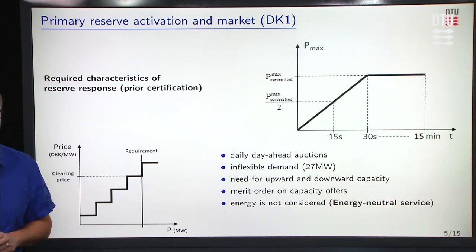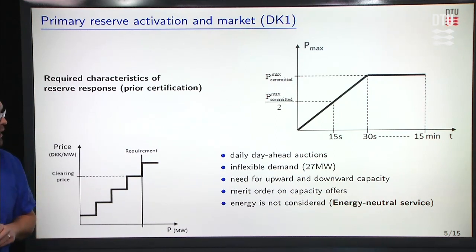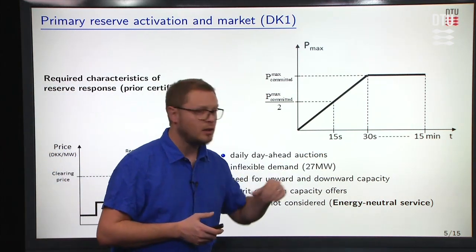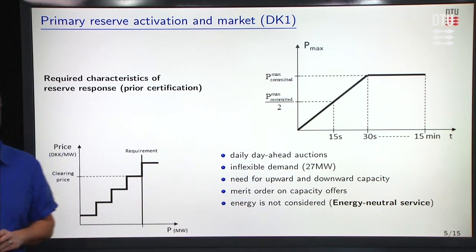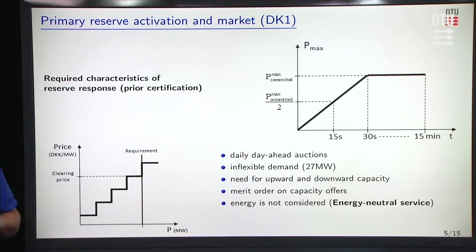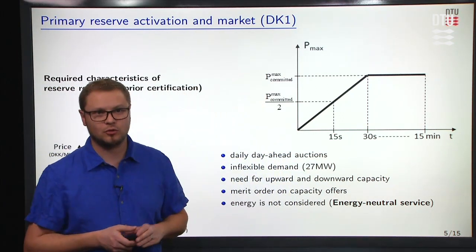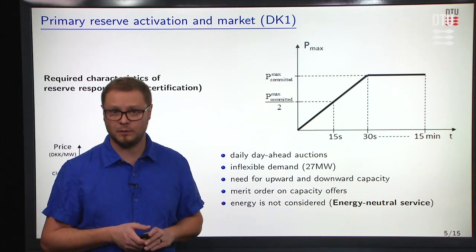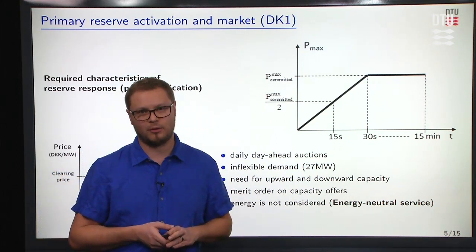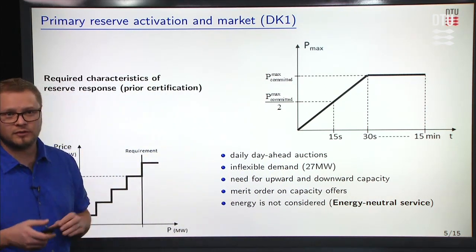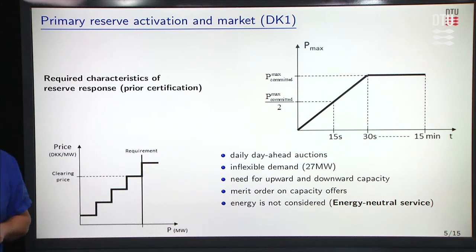To provide primary reserve, one needs to first go through prior certification, which tells that your units can actually provide this primary reserve, and then you can enter this market. The certification for primary reserve in DK1 states that one should be able to deploy half of the committed capacity within 15 seconds and the whole committed capacity within 30 seconds. Then beside that, one should be able to hold this capacity for up to 15 minutes, which is the time scale we talk about with primary reserves. Then if you have the technical prior certification, you may enter the market.